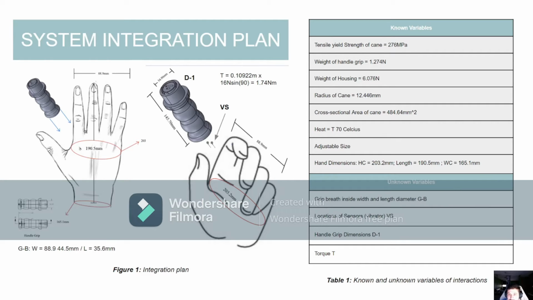The unknown variables that need to be found and calculated are the grip breadth inside, the width and the length, that is the inside of the hand, which will be the fitness of the hand for the handle, the location of the sensor, which is the vibrator that alerts the patient if they are at risk, and the torque. All the variables are in table 1 on the right of the presentation.